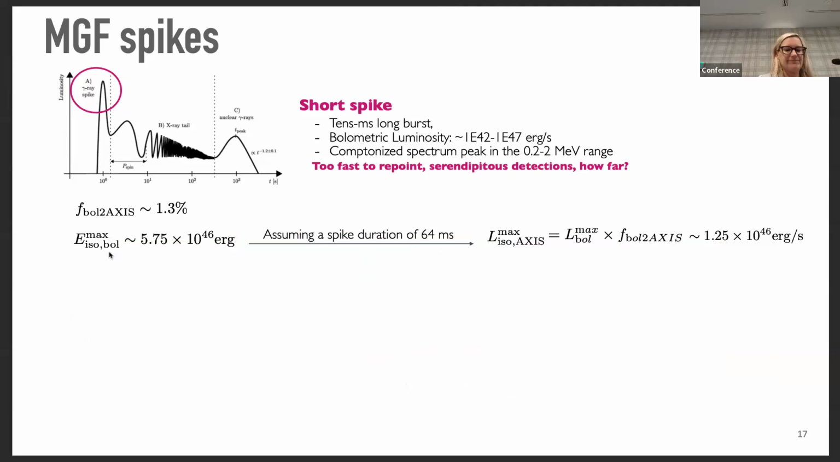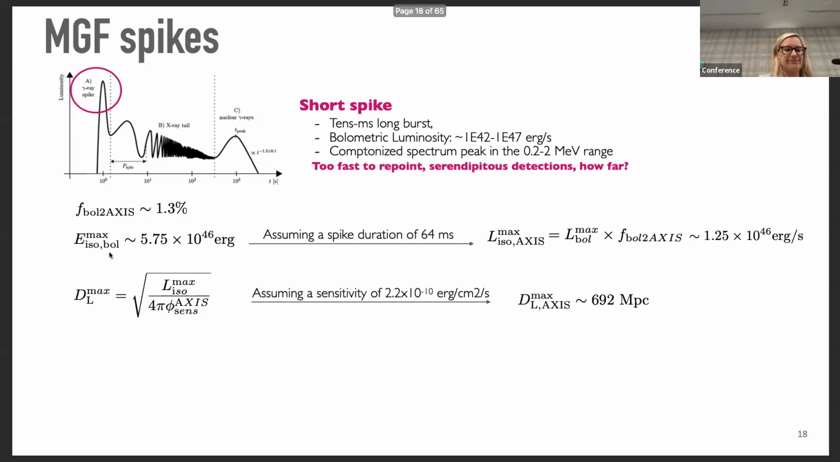The next step is, what is the maximum luminosity in the AXIS band that we have observed so far? And this number is 10^46 erg per second. And with this, the question is how far can AXIS detect these luminosities in the short amount of time of the spike, 64 milliseconds, let's say. So with this number, and assuming the sensitivity for roughly 64 milliseconds, the maximum distance is quite interesting, it is 692 megaparsec. The farthest observed event now is 4.5 megaparsec.